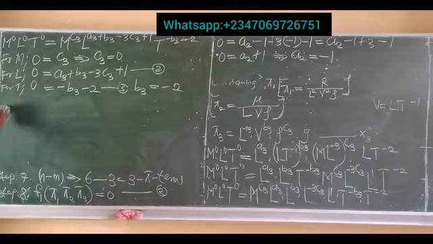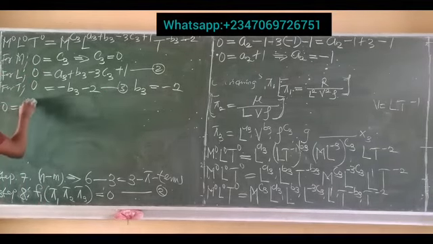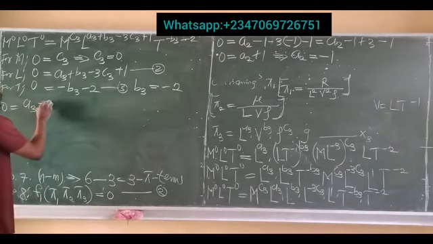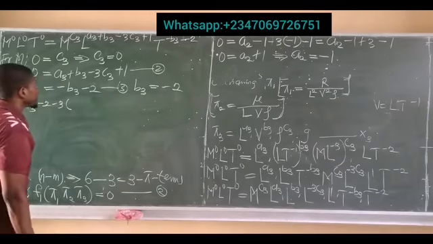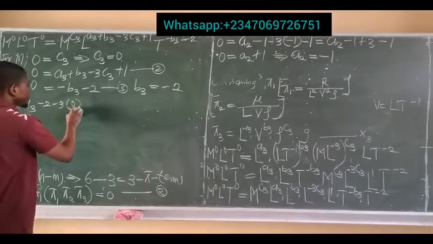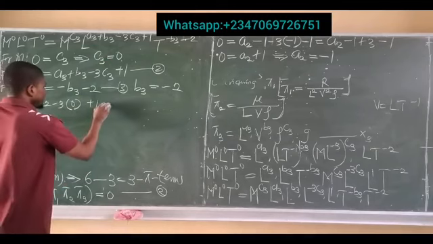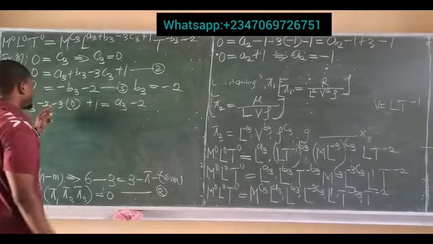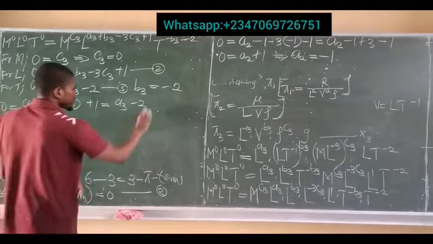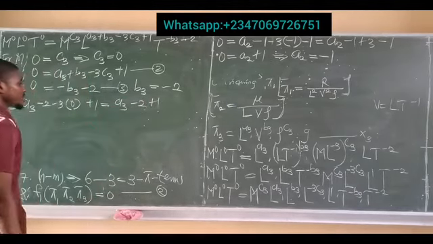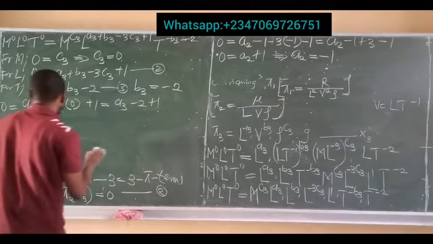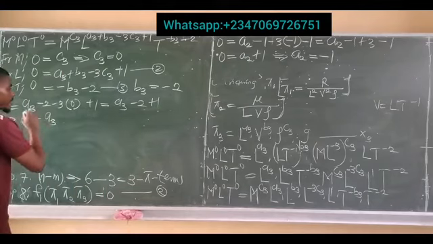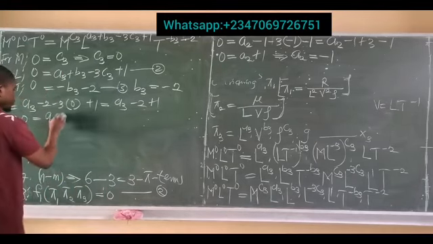So from equation 2, I have 0 equal to A3 plus B3, and B3 is minus 2, so minus 2, minus 3 times C3. C3 itself is 0, so times 0, plus 1. And this is going to be what? A3 minus 2. Of course, minus 3 times 0 is 0, so I'm left with plus 1. Okay? And this simply implies that 0 is equal to A3 minus 2 plus 1, which is minus 1.